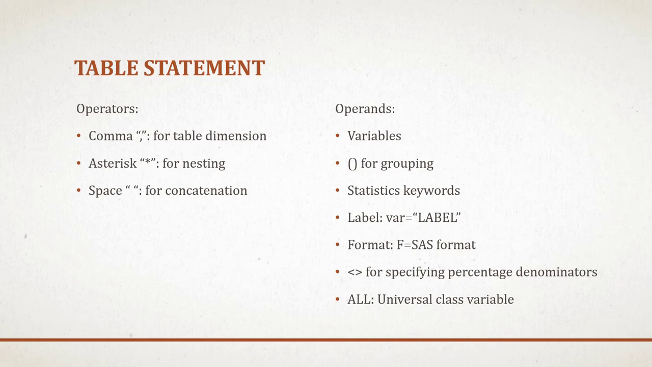There are different operands for the table statements. Class or var variables are the key component. Parentheses are used for grouping. Statistics keywords can be applied to get statistics for the specified variables. Var equals label adds descriptive text for variables. F equals format can help format the output table. The less than and the greater than signs are for specifying percentage denominators. The universal class variable all is used to get total statistics. We will see some examples.